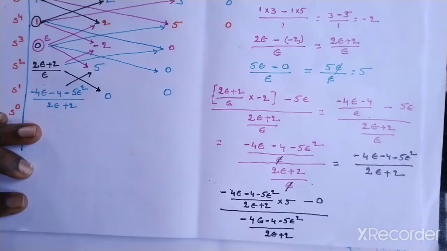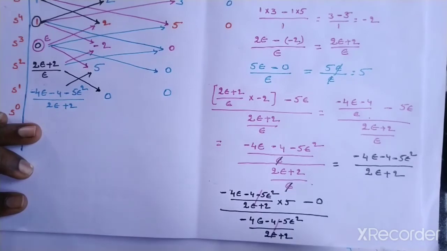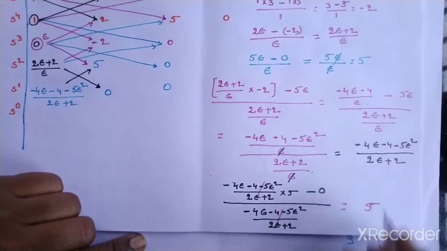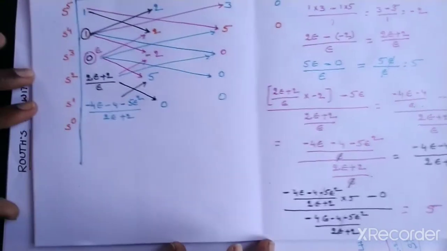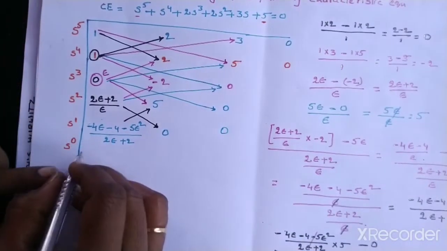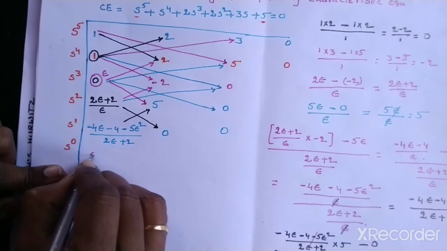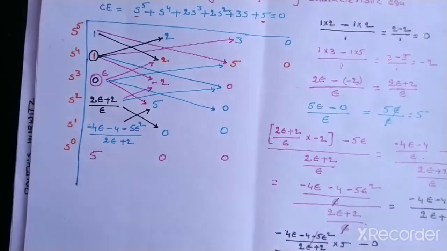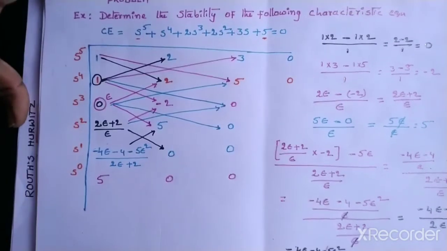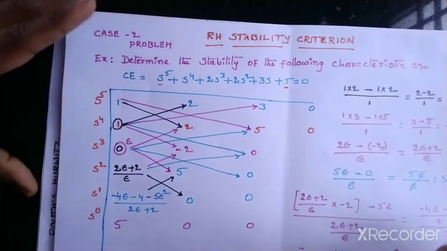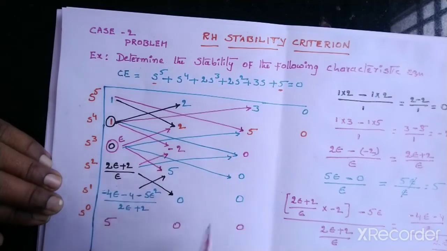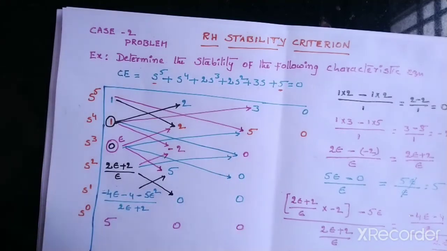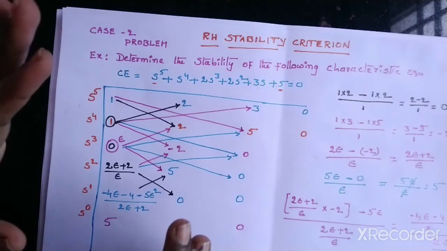Okay, so here this term and this term get cancelled. Now it remains 5. So now here in the array we are going to write the last element, which is 5. After that, as usual, zeros. So now we have completed finding all the elements in the RH array. Now we have to find the stability of the system, whether this system is stable or not.